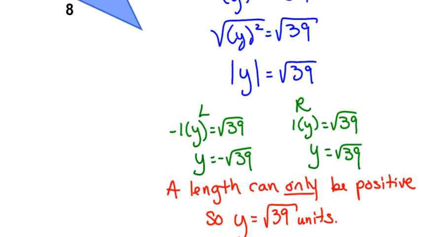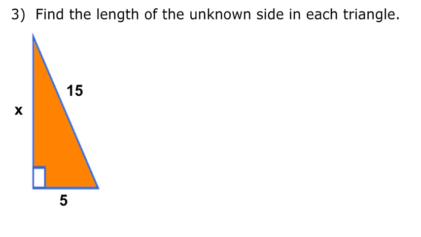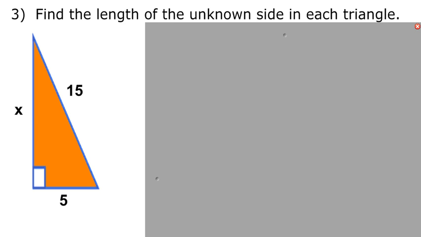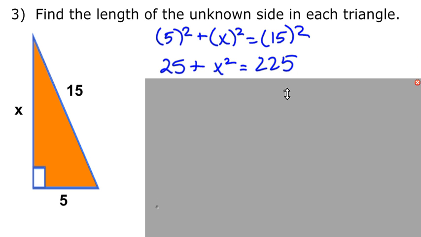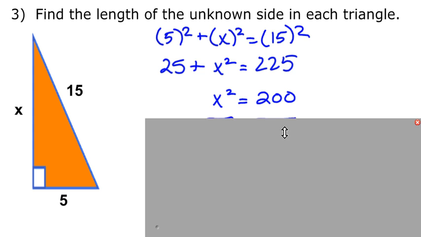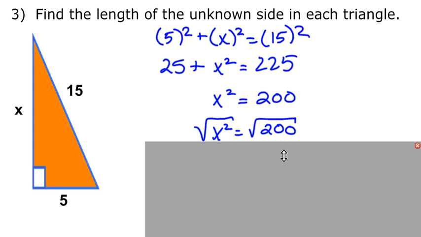Let's have you try another one. Find the unknown side for the triangle. Here one of the legs is missing, so again, the sum of the two legs squared equals the hypotenuse squared. Follow your order of operations to get the unknown squared by itself, and then square root each side.